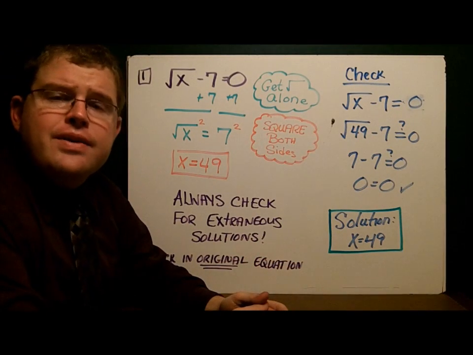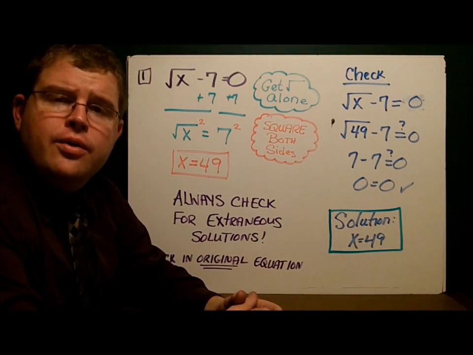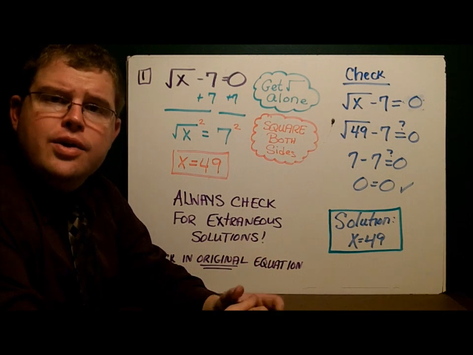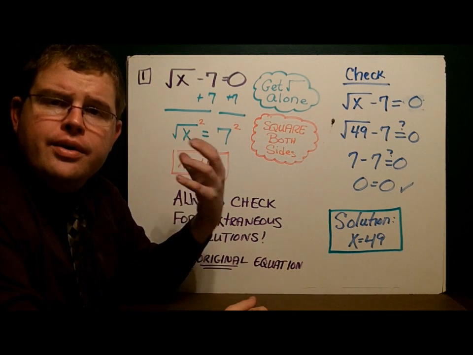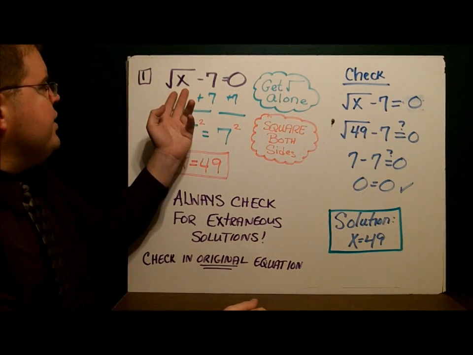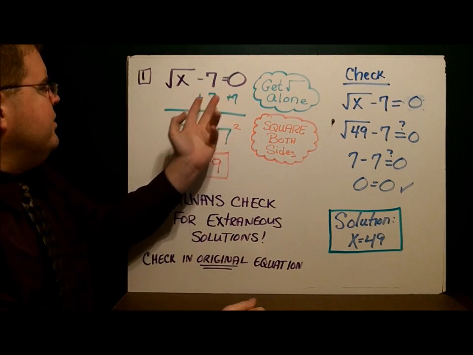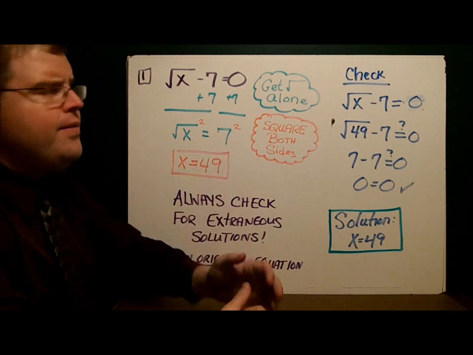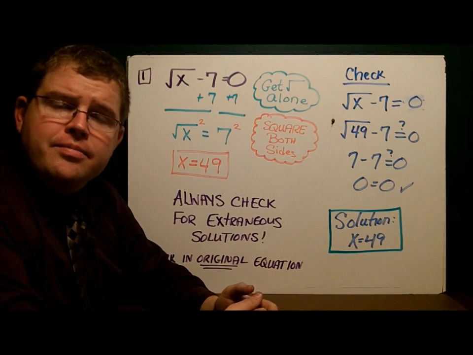The objective is to get the square root alone on one side. So you want nothing but the square root on one side of the equal sign. Here, to do that, we add 7, and that gives us the square root of x equals 7.